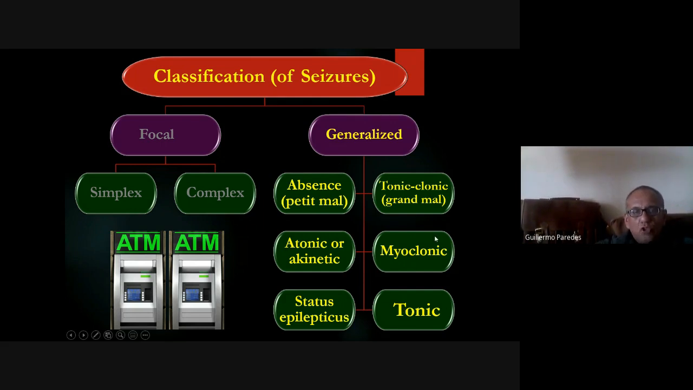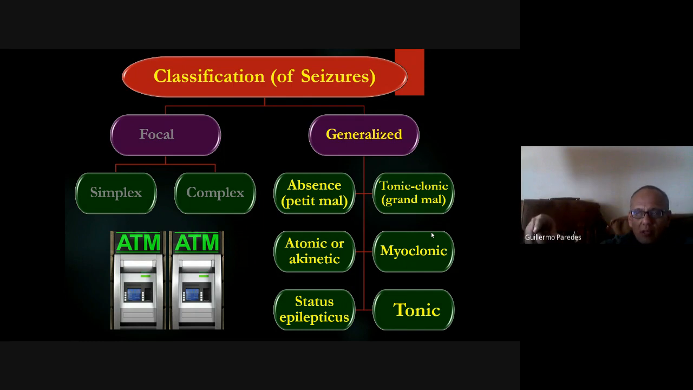So what is this? Tonic means tension, so all your muscles are going to contract. Tonic is when you have this contraction, flexion like this. And clonic is when you have flexion and extension. Myoclonic, for example: myo means muscle. Clonic is extension and flexion, so you're going to do this, like I was telling you. That is a myoclonic seizure.